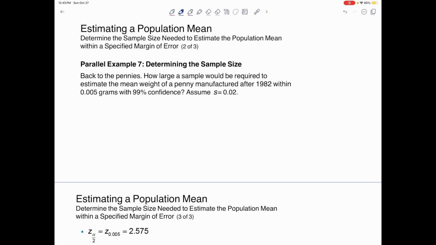Here is an example. Determine the sample size. Back to the pennies again. How large a sample would be required to estimate the mean weight of a penny manufactured after 1982 within 0.005 grams with 99% confidence, assuming that the sample standard deviation is 0.02? So what do we have here? We have the margin of error, or E, is 0.005. Sometimes we say margin of error, ME, sometimes we say BME, sometimes we say just E. And we have the confidence level is 99%, and the sample standard deviation is 0.02. So we have everything we need to compute the sample size.